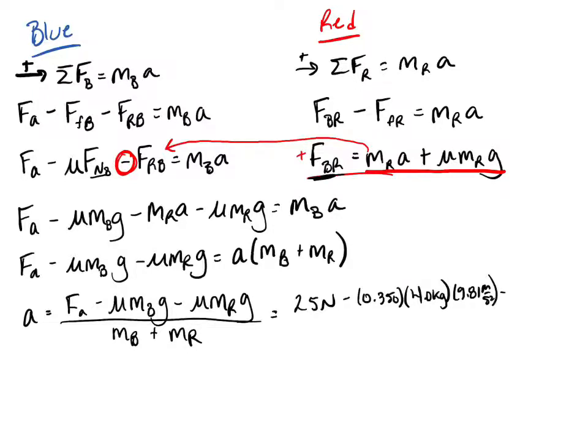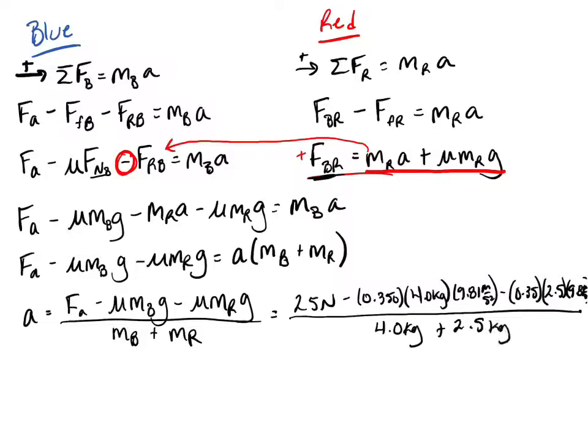9.81. I'm going to run out of room here. I'm going to have to stop writing all the significant digits. I'm sorry. Mass of the red box was 2.5 kilograms. Oh, I'm even going to skip the units in this one. But yeah, that's what happens when you run out of room. And then mass of the blue box, again, was 4 plus mass of the red box, 2.5.